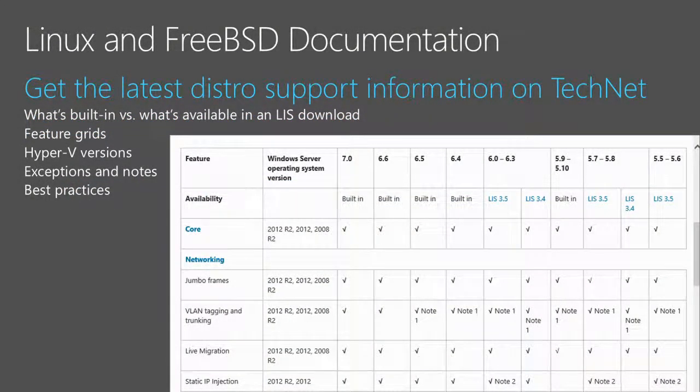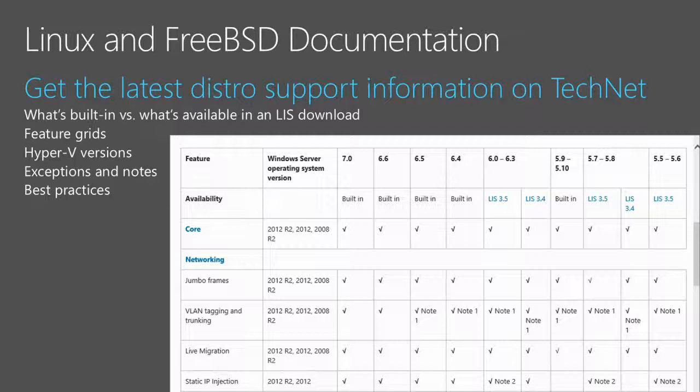Documentation. So where do you keep track of all this stuff? If you haven't found it yet, we've got an area on TechNet under the Hyper-V area where all the latest Linux and FreeBSD info is. And so, latest versions, we keep this documentation up to date. The 7.1 stuff's already been published, for example.